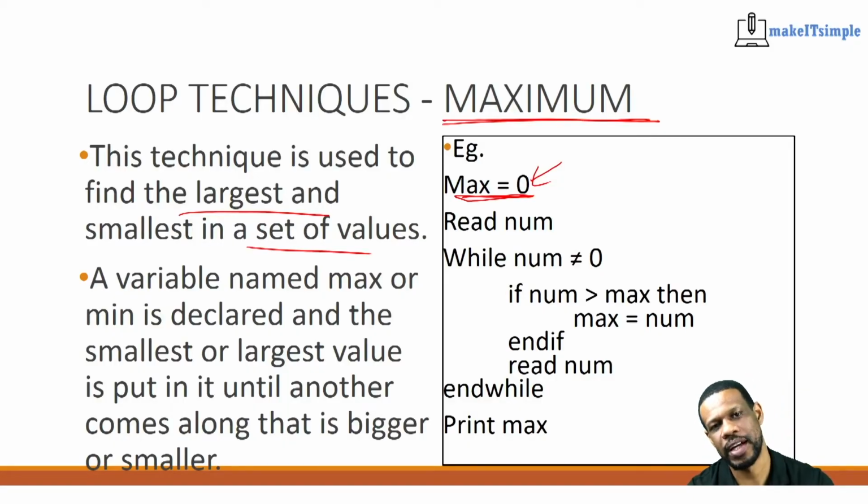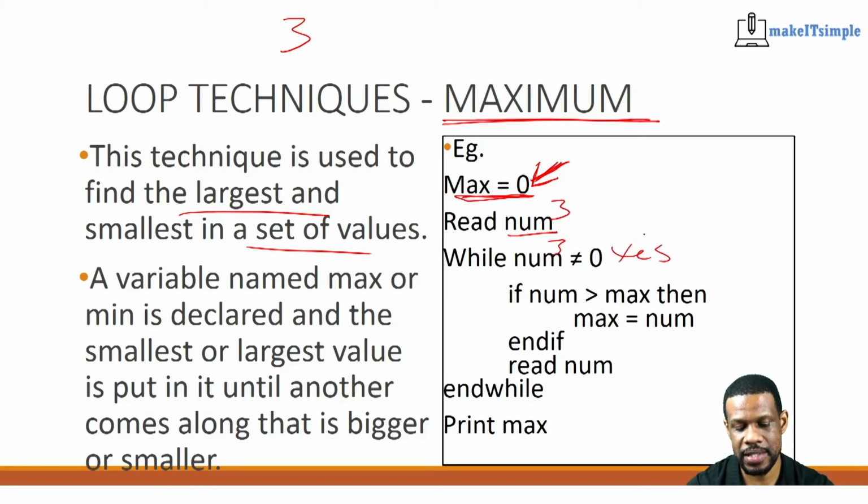When you set the maximum value to 0, you are telling the computer, okay, max is currently 0. So when you have to do your first comparison, compare that number to 0. So let's assume Phil puts in a 3. What will happen now is we will read the number we're getting, which is 3. Is 3 not equal to 0? The answer is yes. So because the answer is yes, now I get to do all of this inside here.